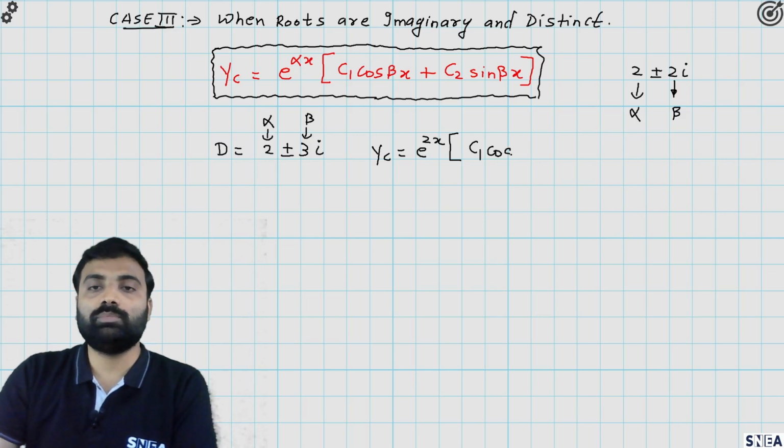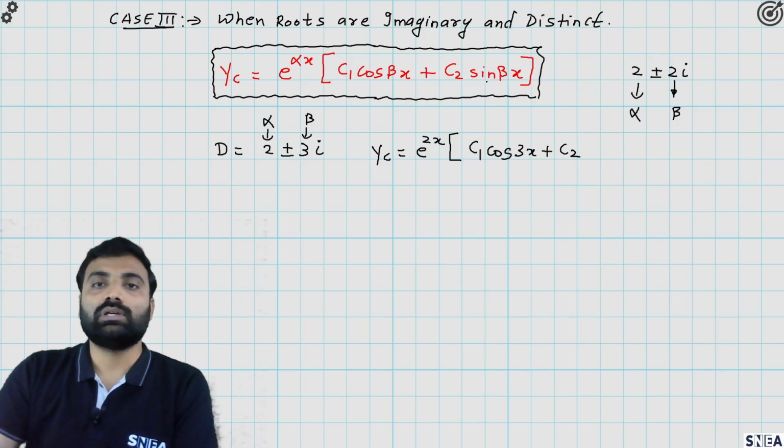C1 cos beta x, what is the value of beta? That is 3, so it is 3x, plus C2 sin beta x. Okay, sin beta is what? 3, so it is sin 3x.